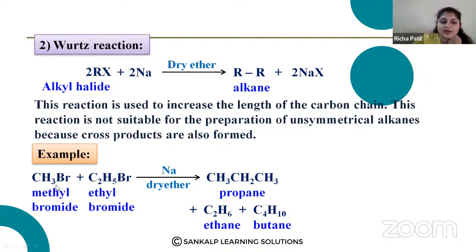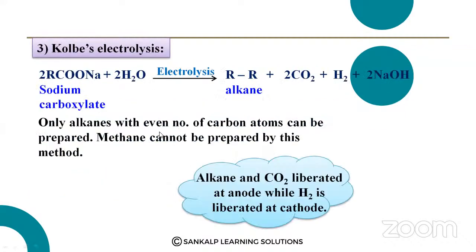So this is one of the examples. Here unsymmetrical halides are taken. So there are two: methyl bromide plus ethyl bromide in the presence of sodium and dry ether. It gives you propane, ethane, and butane. So these are cross products formed from unsymmetrical halides. So Wurtz reaction, important reaction: alkyl halide reacts with sodium in dry ether, giving you a higher alkane.